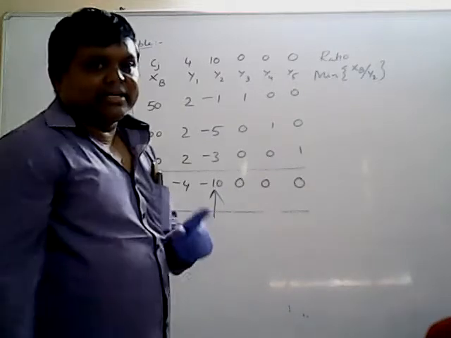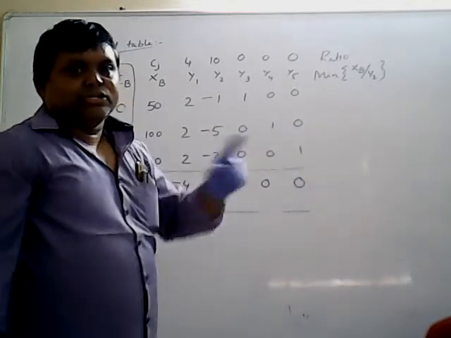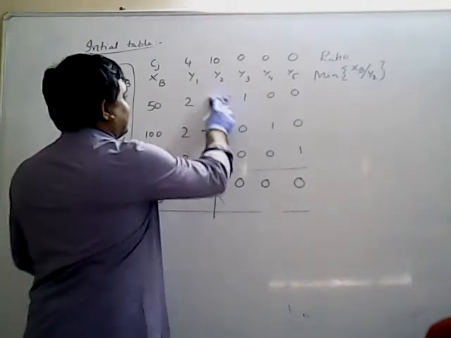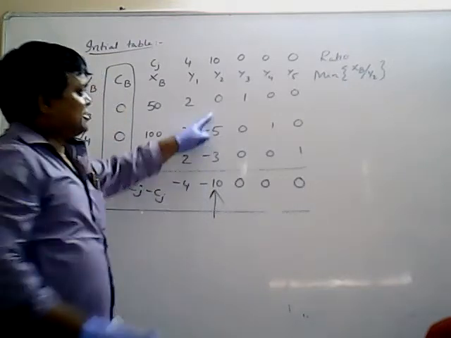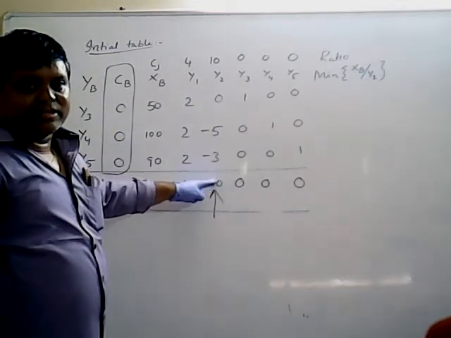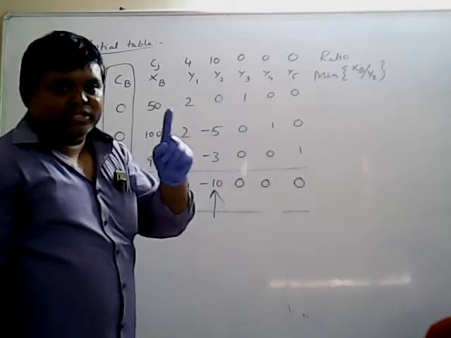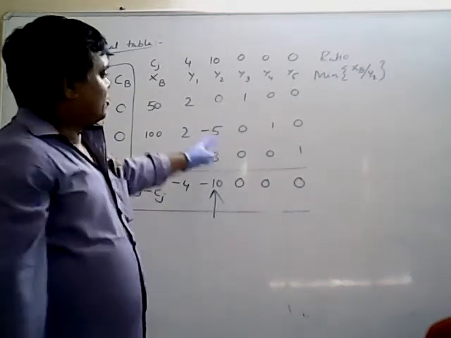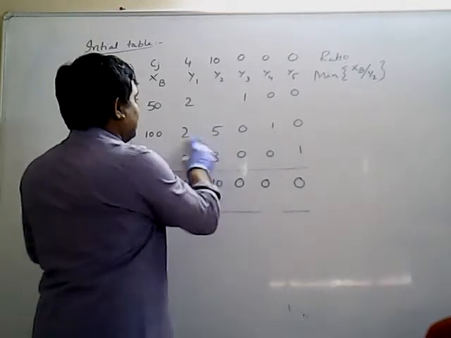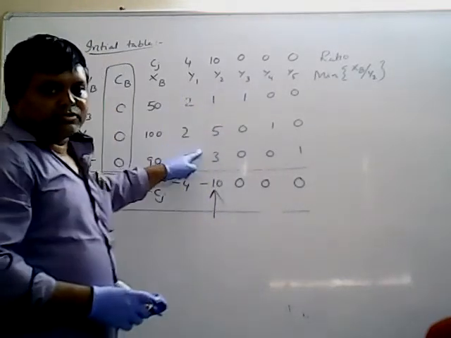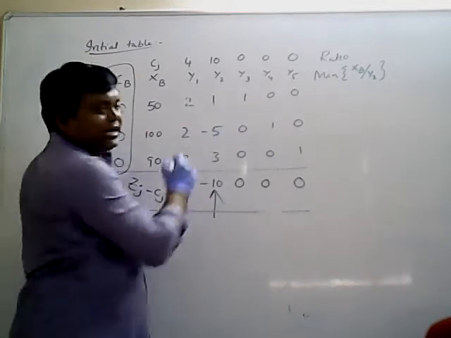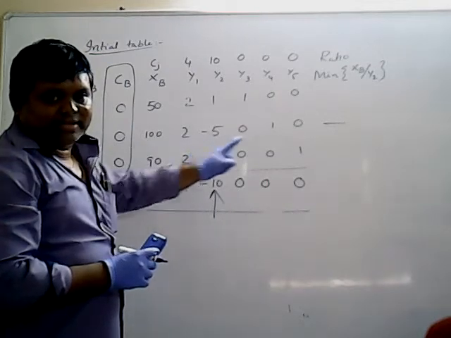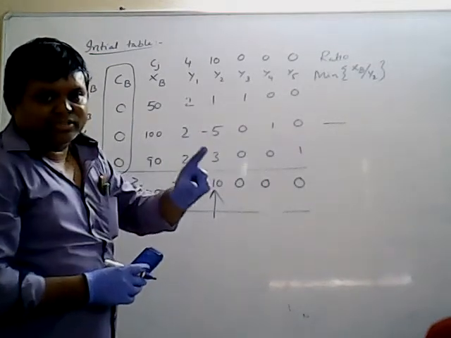To calculate the ratios you require at least one positive. 0 is not a positive. So if 0 is there or a negative number is there, don't consider the ratio. You require at least one positive, otherwise it is also an unbounded solution. In this case we got all positives, which means ratios exist. Sometimes you will get 180; don't consider that ratio. Only positive numbers' ratios you have to consider.